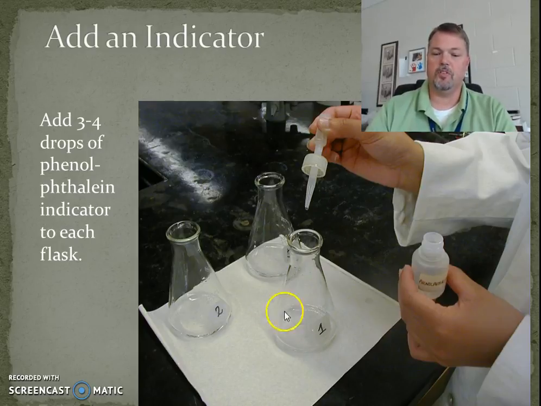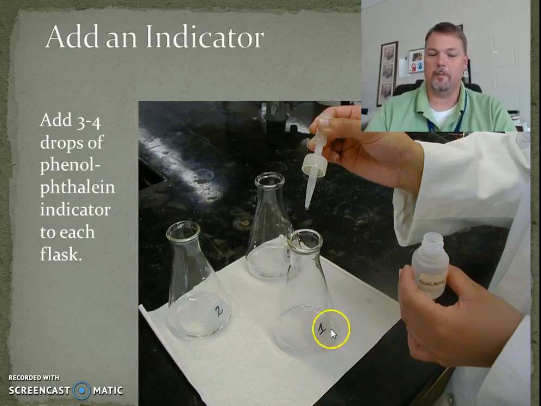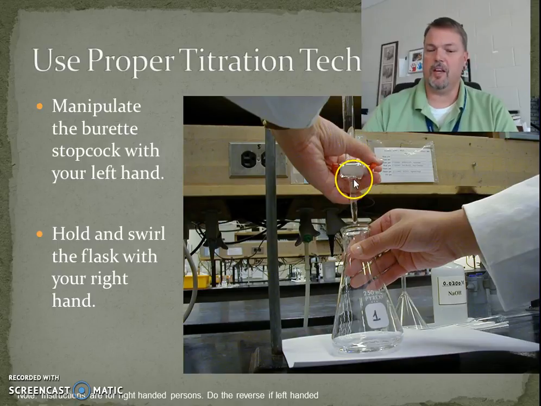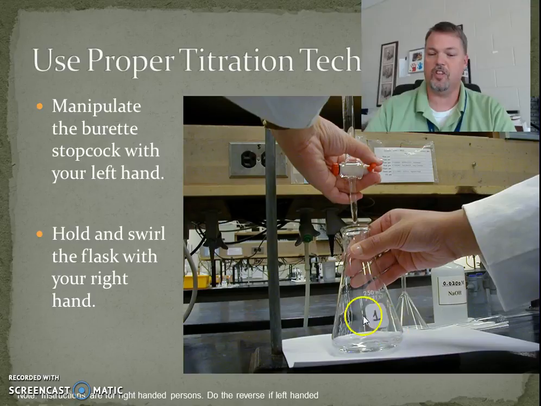So then what I'm going to do is get my solution, what I know as my known. This is the solution I know the molarity of. I know how much I have in there, and I'm going to add 3 to 4 drops of phenolphthalein. The solution in this is going to be acidic, so it's going to stay clear. Then I'm going to add the solution drop by drop, probably a little bit at a time, maybe a milliliter at a time, until I start seeing this. You should see it start to change colors.